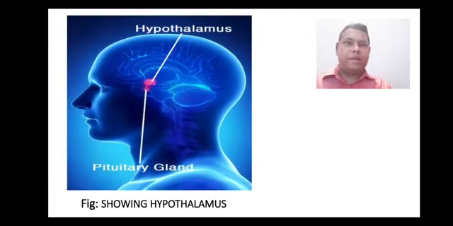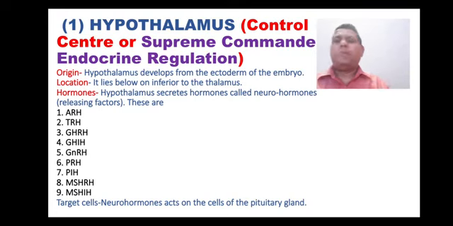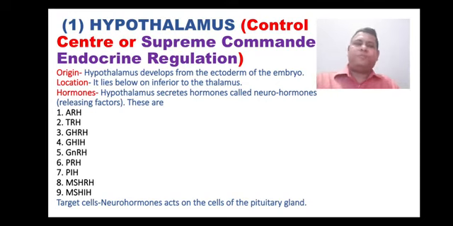Just like you can show the location of the hypothalamus gland. Number 4, GHIH, growth hormone inhibitory hormone. The hormone is also called somatostatin, SS. It inhibits the secretion of growth hormone from the anterior lobe of the pituitary gland.